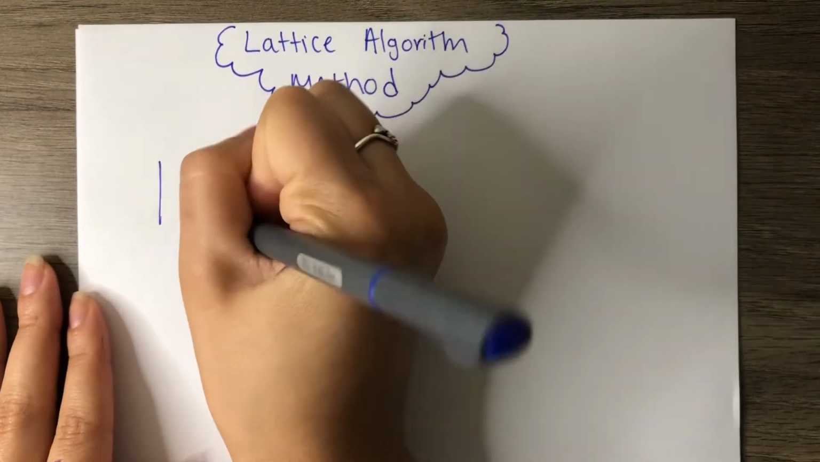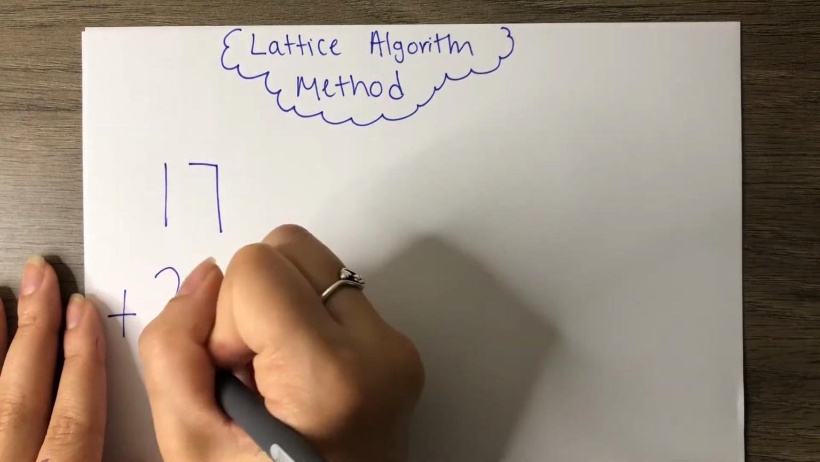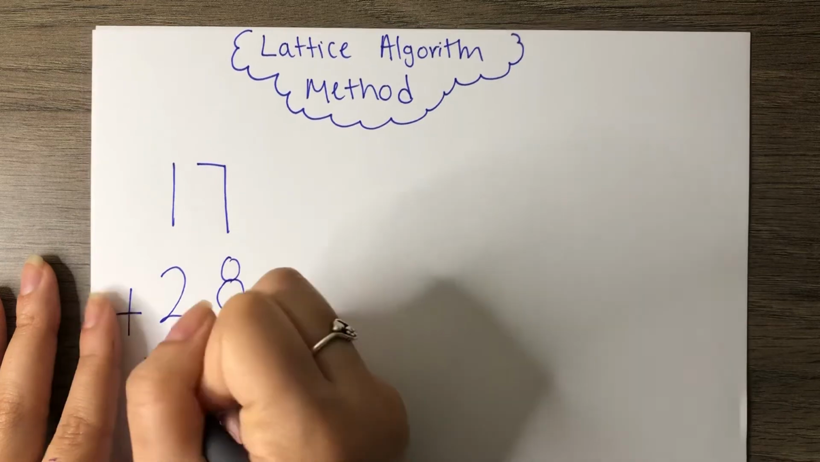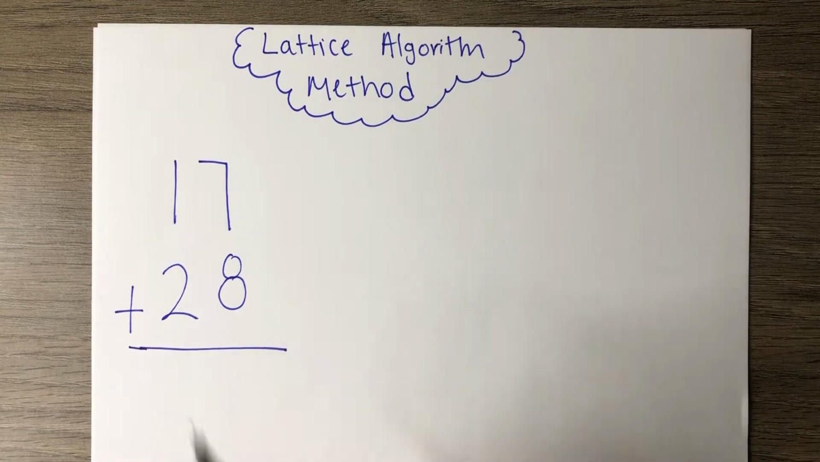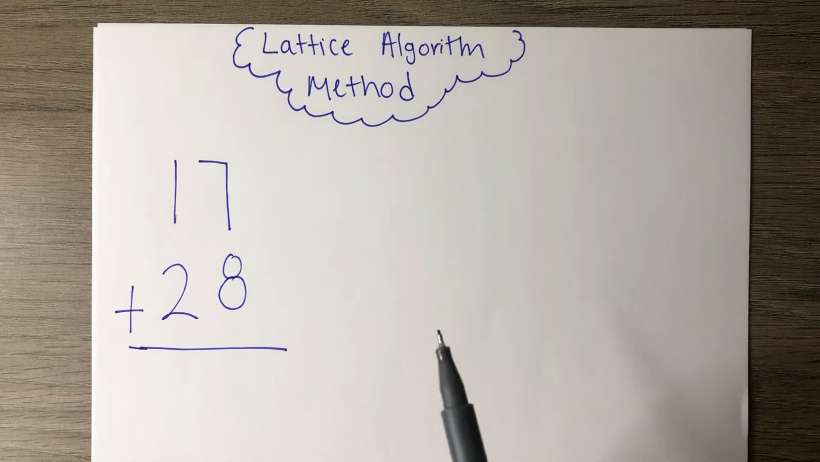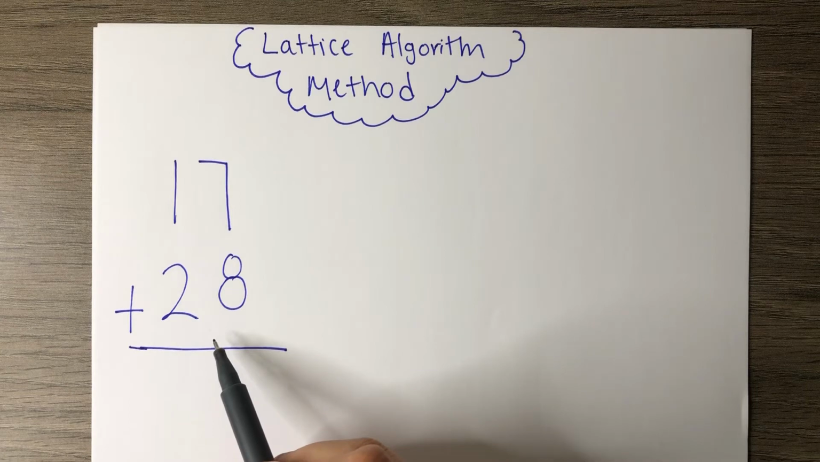We're going to have 17 plus 28. Our first step in the lattice algorithm method is to identify our largest number. In this case, it's 28. And then see how many digits our largest number has. So 28 has 2 digits.